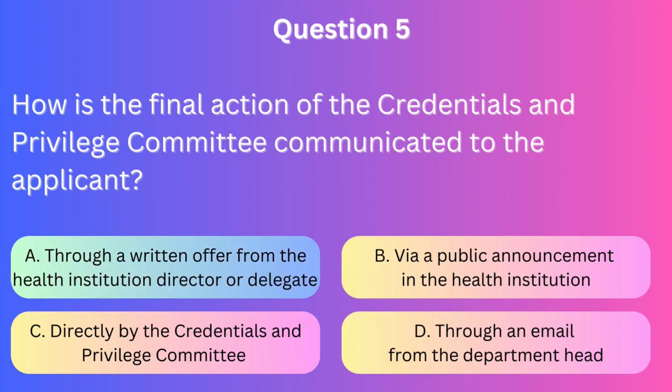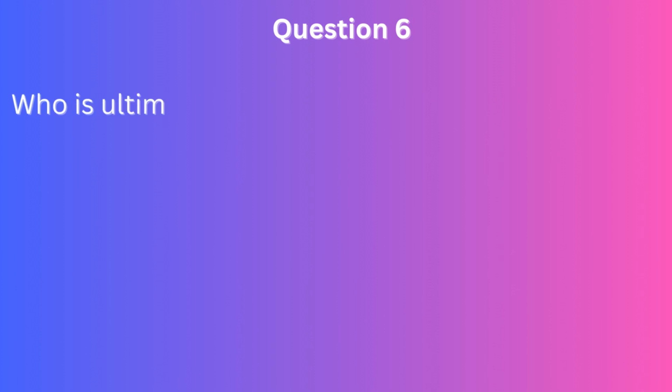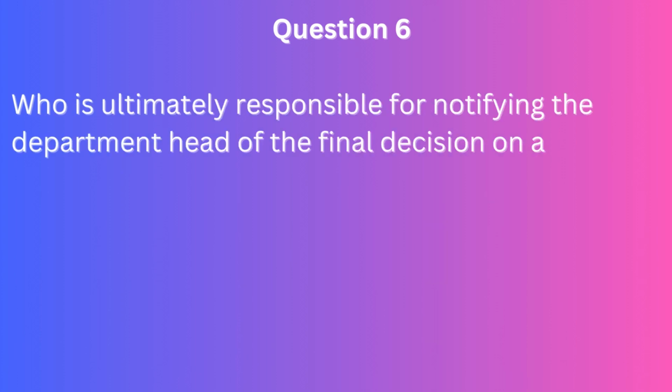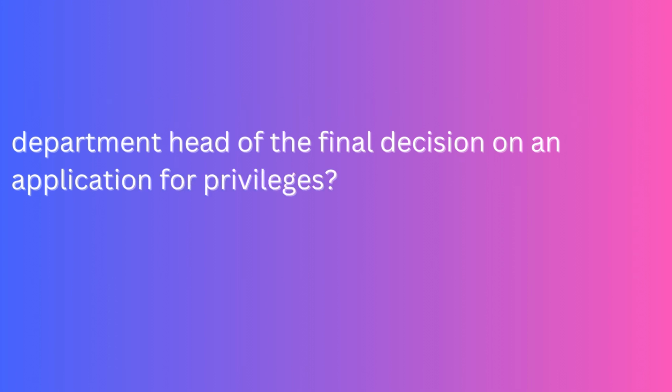Correct answer A. The final action regarding the applicant by the Credentials and Privilege Committee is communicated to the applicant through a written offer provided by the health institution director or their delegate. This offer includes details about the granted privileges and any adverse action related to the application, ensuring clear and formal communication.